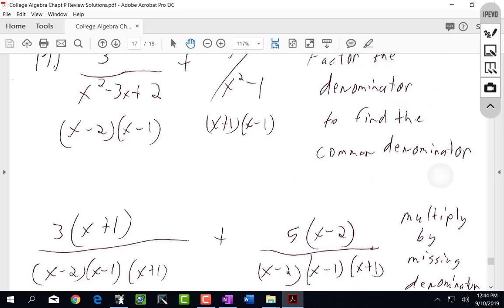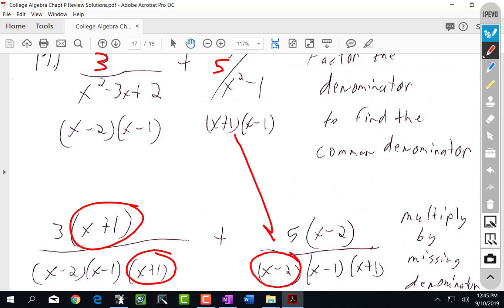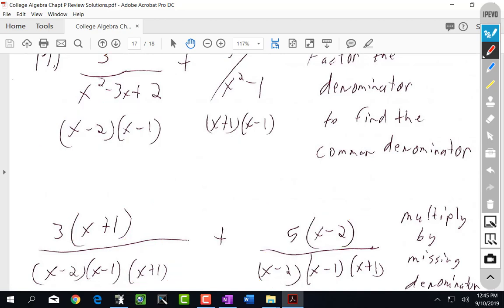So notice this one right here. I had a 3 right here. The missing denominator that I had in common was this x plus 1. So I've got to multiply both numerator and denominator by it. This right here was a 5. And the missing denominator on this one was x minus 2. So notice the x minus 2 is what is missing. So I multiply both numerator and denominator by it. The same thing here. Notice that x plus 1 is what was missing, so I had to bring it in. So I multiply both numerator and denominator by it.